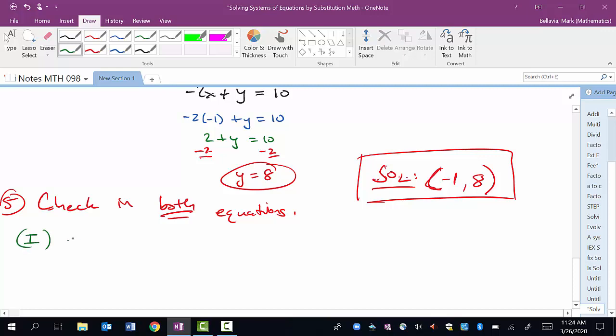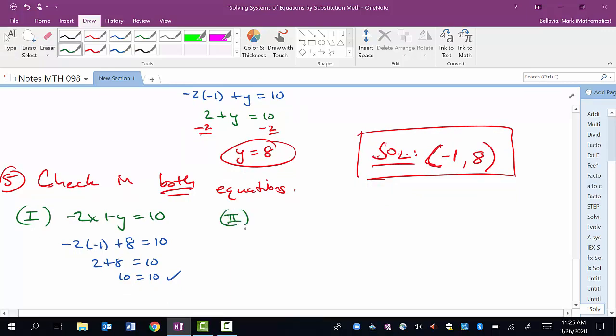So equation 1 was negative 2x plus y equals 10. If I check in here, I'm really just substituting in. So it'll be negative 2 times x, which is negative 1, plus y, which is 8. That does equal 10. Negative 2 times negative 1 is 2, plus 8 equals 10. Yeah, 10 equals 10. Checks out in equation 1.